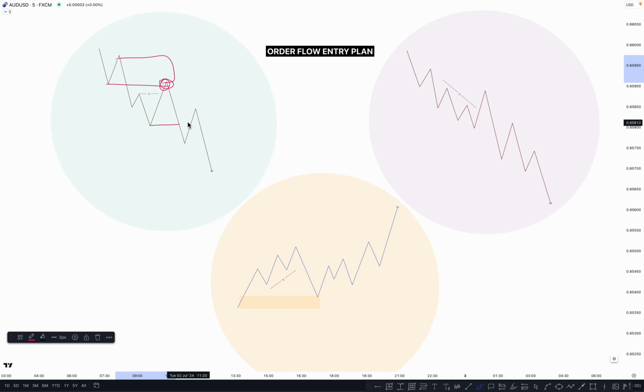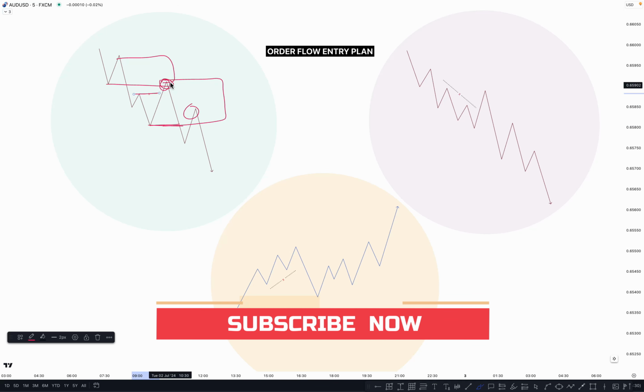Okay, the next entry is here. After this one is broken, we can plan here for the sell. This area becomes more high probability compared to the first one. Why? Because after taking out the inducement, this area grabbed the liquidity. So we can plan here for the sell.